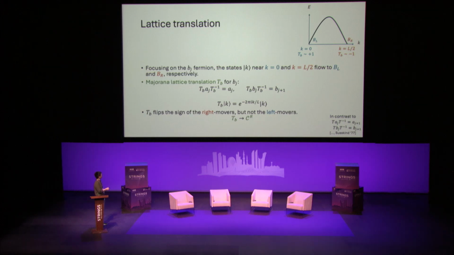As is well known, when you go to momentum space, the translation operator becomes diagonalized. It acts by a phase. And this phase is approximately +1 at one end of the Brillouin zone, and it's approximately -1 at the other end of the Brillouin zone. And that's exactly the operator we're shooting for. It only flips the sign of a single Majorana Weyl fermion in the continuum limit. So I claim that this Majorana lattice translation operator TB flows to the charge conjugation in the continuum limit. That's to be contrasted with a lattice translation that shifts both the A and the B fermion at the same time. That's not the operator we're looking for.